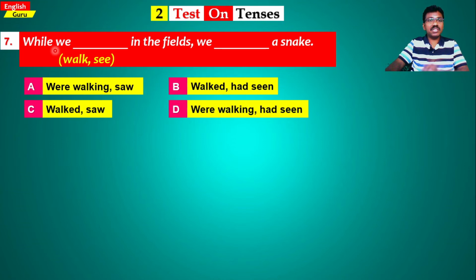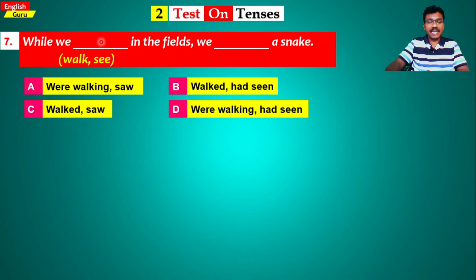So while means it was continuing. The key word is while. While means it was a continuing activity. So when it was a continuing activity in the past, it should be in past continuous. So the verb walk should be in past continuous. So were is a helping verb. Since it was a continuous action, it should be a continuous verb. So walking. So were walking. So the first blank should be filled with were walking. And which option has were walking? Only one, option A. Were walking, saw. Walked, no, this is wrong. Walked, saw, this is also wrong.